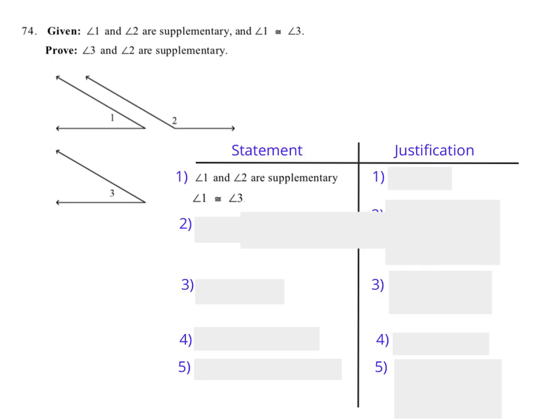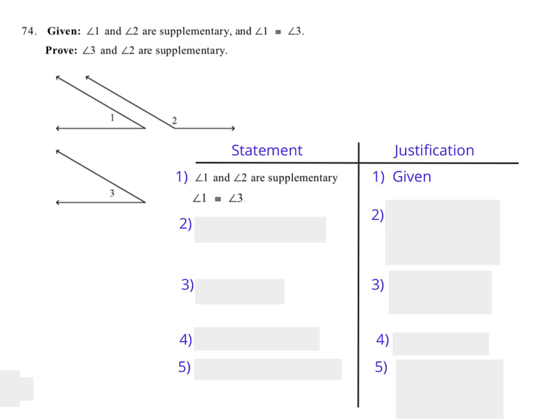We're going to say angles 1 and 2 are supplementary, and angle 1 is congruent to angle 3. That is given information. So we are going to start with the given information. There you go. Now, what do we need to do from here?